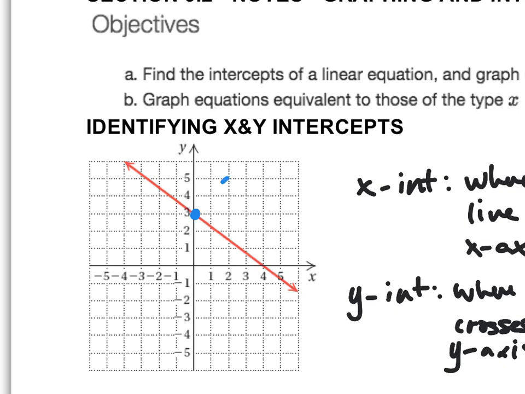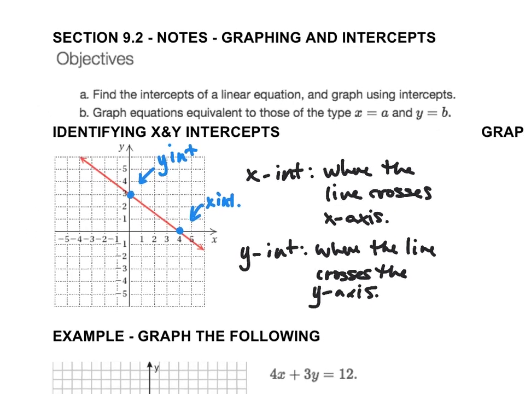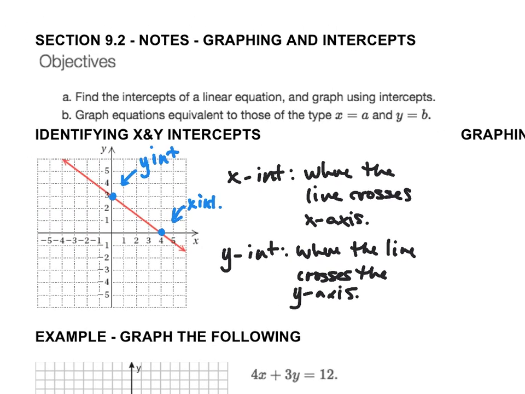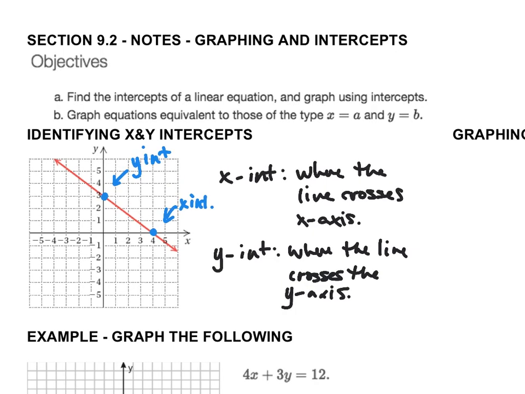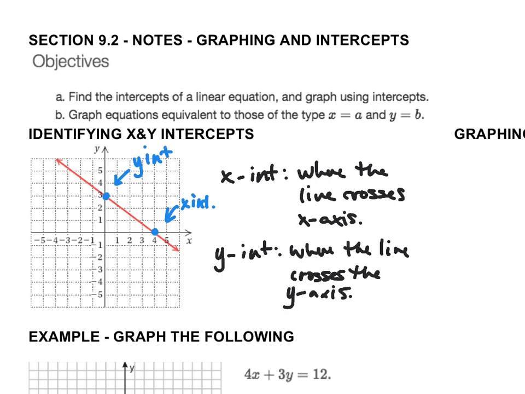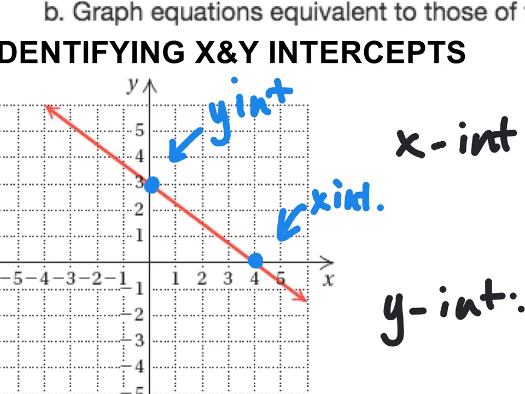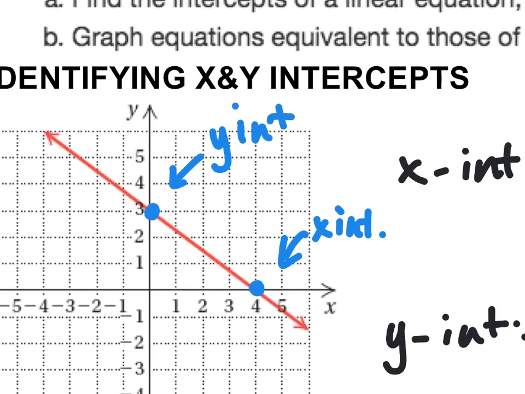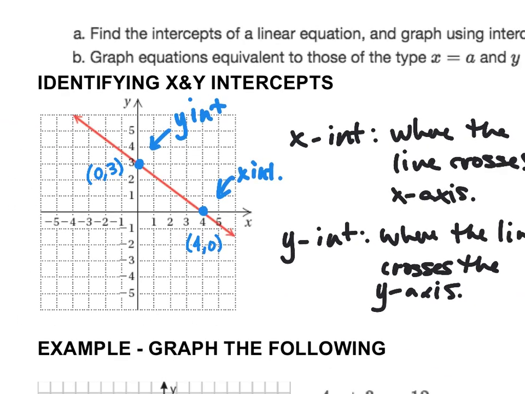This is my y-intercept, okay? Then if I look over here at this point where the graph crosses the x-axis, this is my x-intercept, okay? And the reason why we look at these points is because at the x-intercept and y-intercept, there are some unique properties, okay? Let's just identify these points real quick. This is going to be the point 4, comma 0, and this would be the point 0, comma 3, okay? So those are the points that I have.